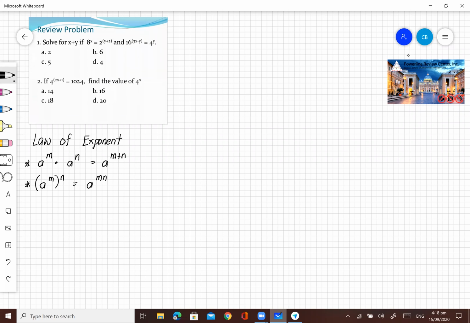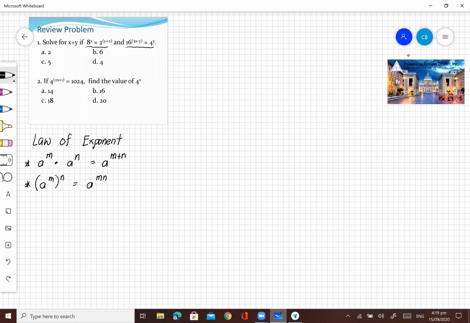So dyan kay number 1, para ma-solve natin yan, you may analyze kung anong klaseng equation meron tayo rito. Ang tawag natin dyan is identity equation. Pag sinabing identity equation, dapat kung ano yung nasa left side, it should be similar or the same at the right side. Para maging identity yan, the main concept is you have to make bases similar and exponent similar. Kailangan parehas yung base, parehas yung exponent.